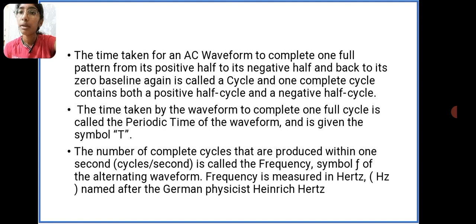The number of complete cycles produced within 1 second is called the frequency, as we discussed before: the number of cycles completed per second. What is a cycle? It contains a pattern, a positive half and a negative half. So the cycles produced per 1 second are called the frequency. The symbol of frequency is f, of the alternating waveform.